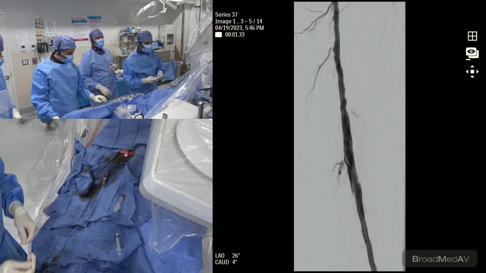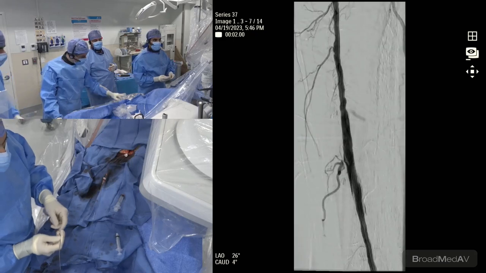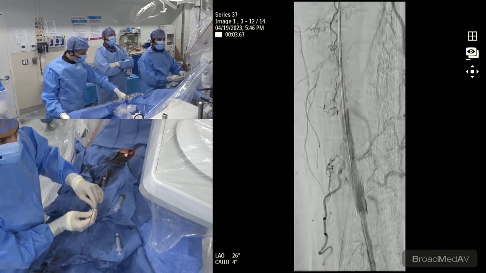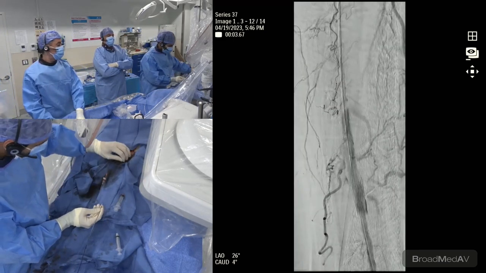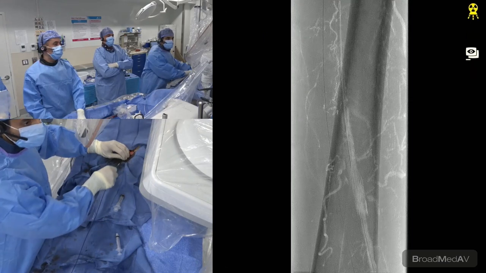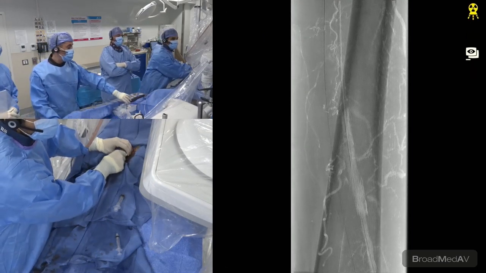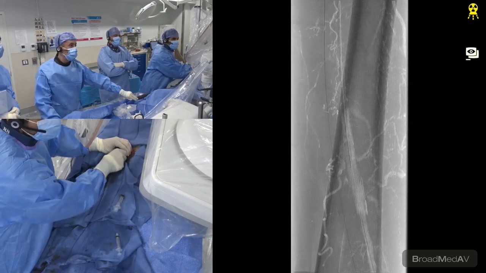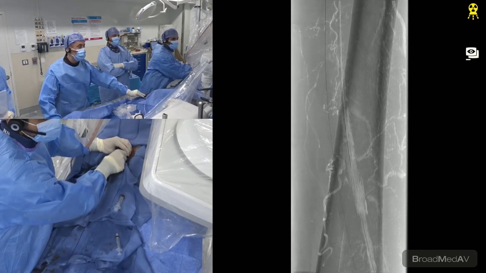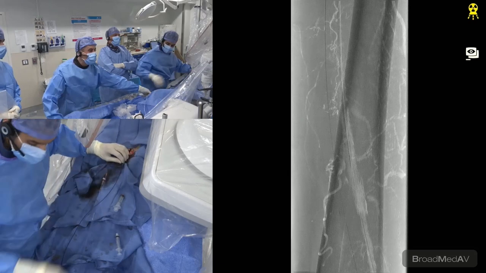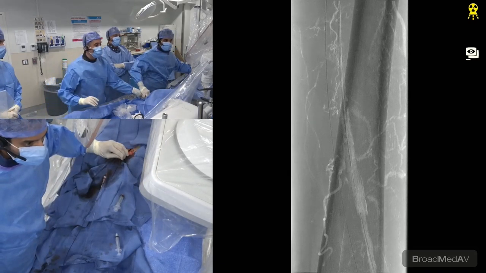So let's do a quick roadmap here. Once you get there, we can do a smart mask here only. Okay, do a smart mask. Hold on one second. We just want to make sure we cover that distal lesion. It's basically from that distal dissection to the proximal. And you'll see how beautifully this stent performs.